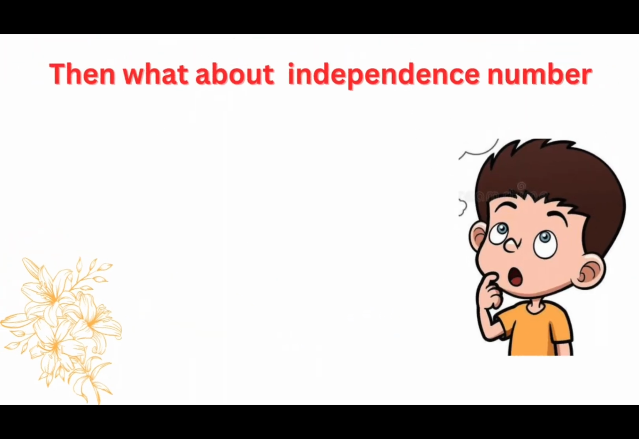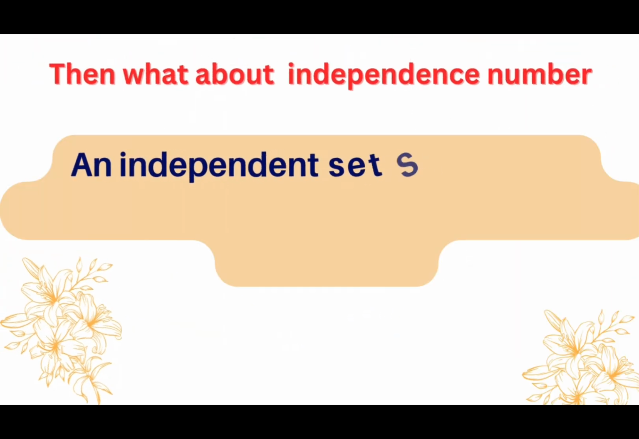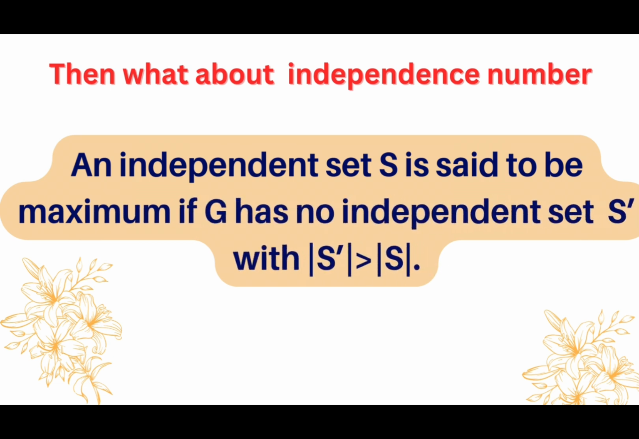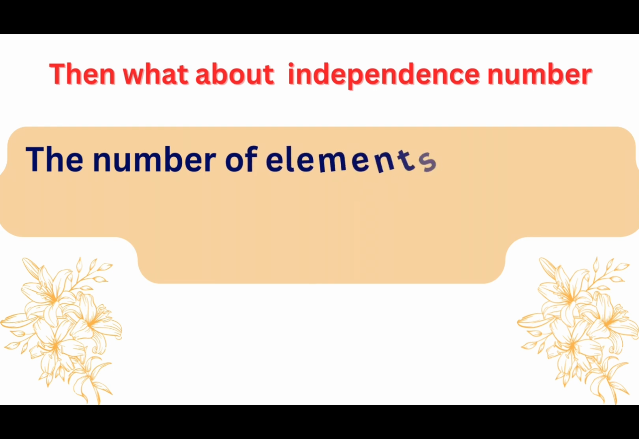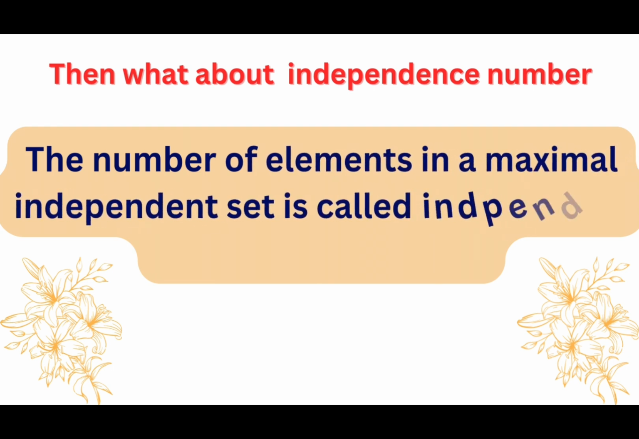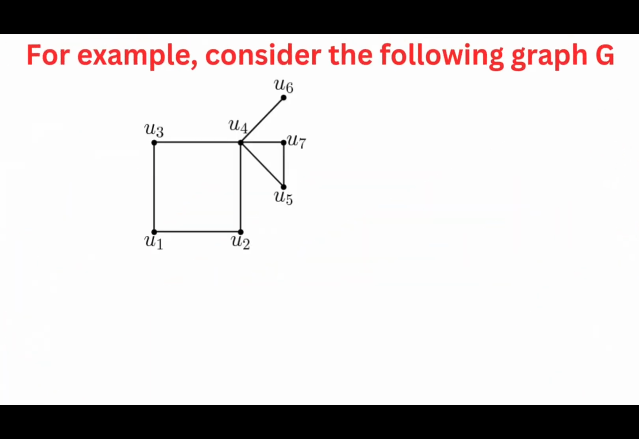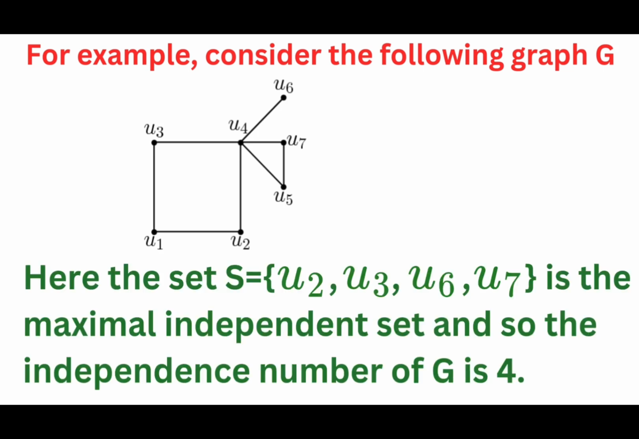Now, what about the independence number? An independent set capital S is said to be maximum if G has no independent set S dash with cardinality of S dash greater than cardinality of S. The number of elements in a maximum independent set is called the independence number of a graph G. For example, consider the following graph G. Here the set S equal to U2, U3, U6, U7 is the maximum independent set, and so the independence number of G is 4.